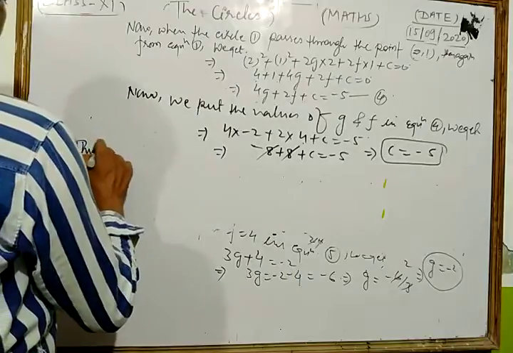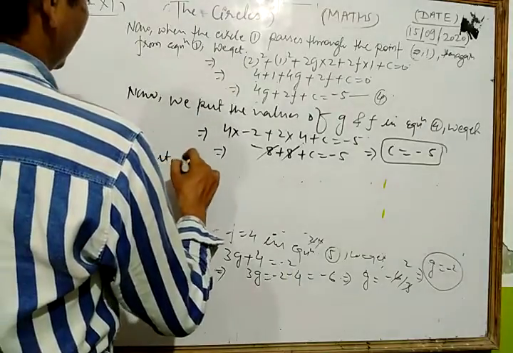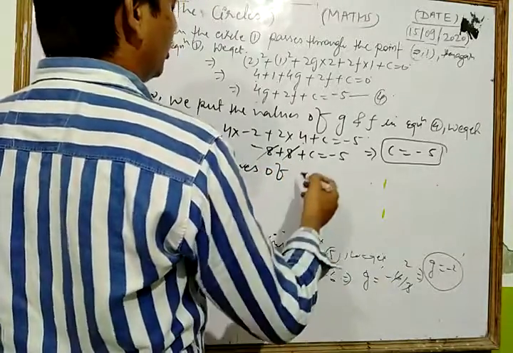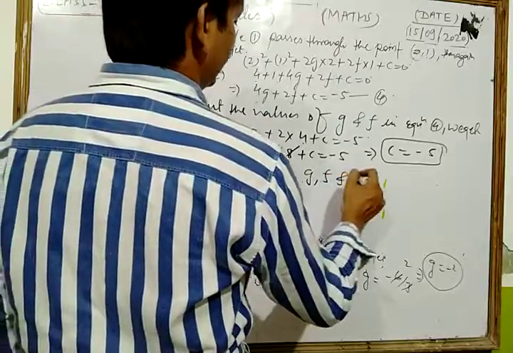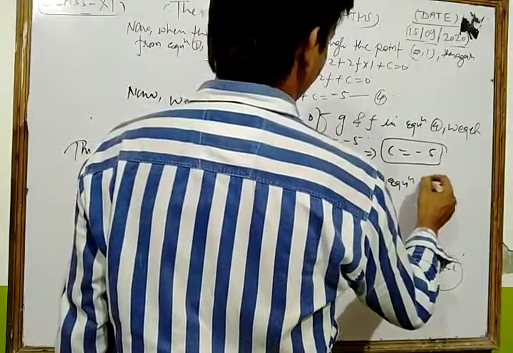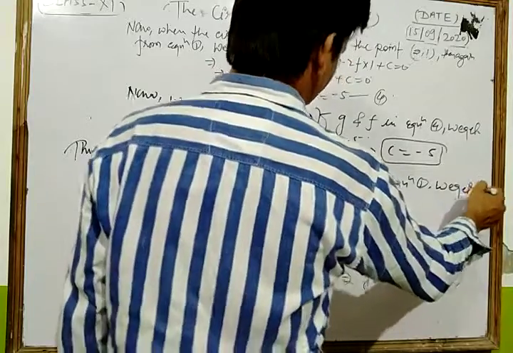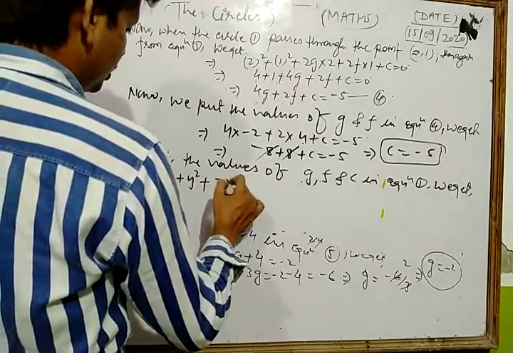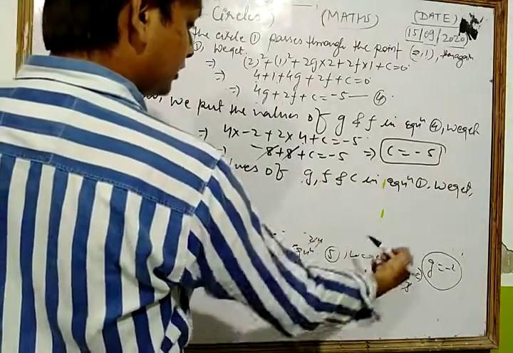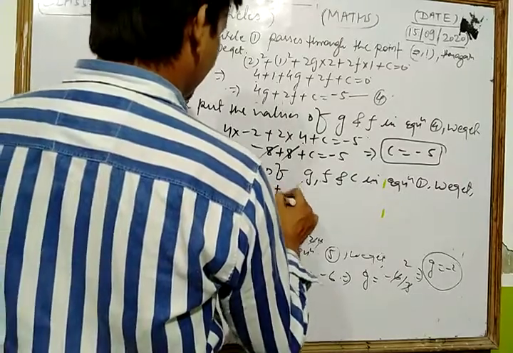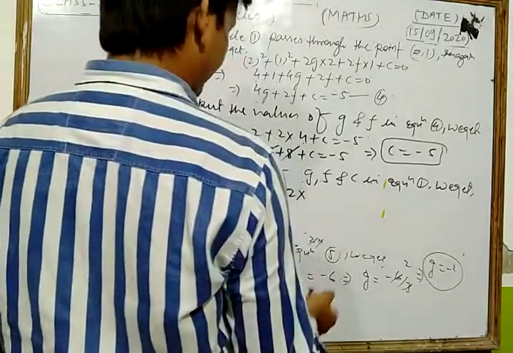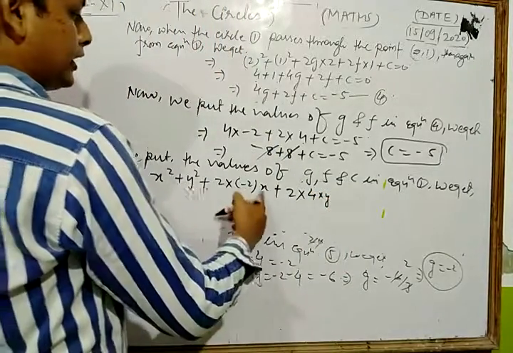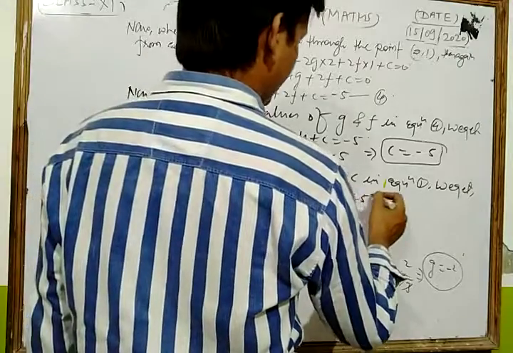Thus we put the values of g, f and c in equation 1. We get equation 1 as x square plus y square plus 2gx, where 2 into g, the value of g, is minus 2, plus 2fy, where 2 into f, f is 4, plus c, where c means minus 5, is equal to 0.